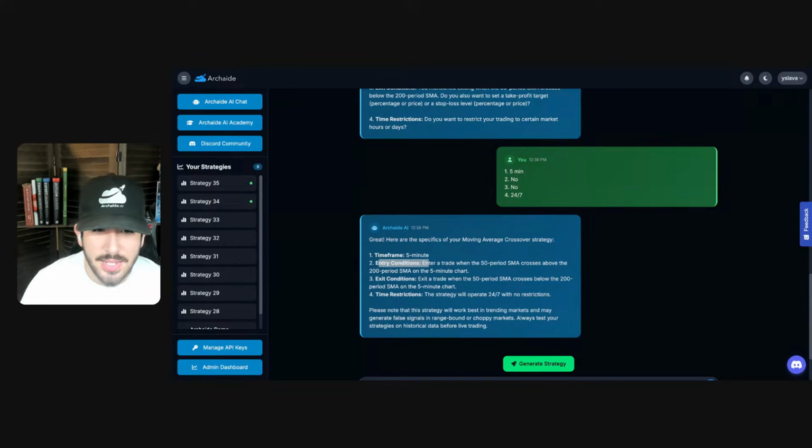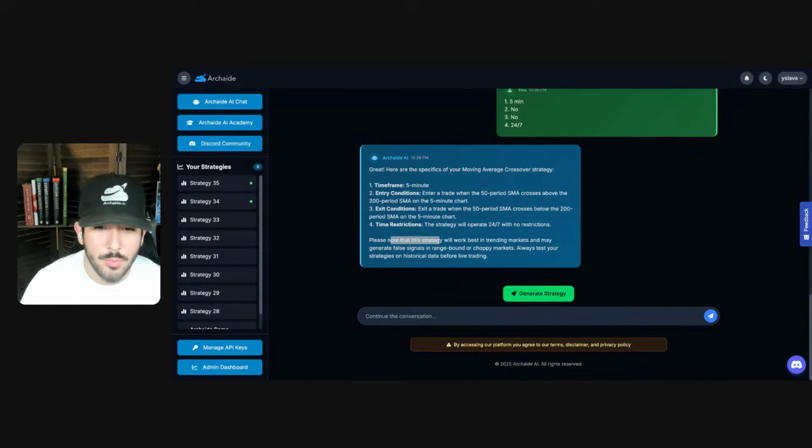So exit a trade when the 50-period SMA crosses below the 200-period SMA on the 5-minute chart. And again, we didn't want any time restrictions, so it's in trade 24/7. And again, it just gives us a little note here. Please note this strategy will work best in trending markets and may generate false signals in range-bound or choppy markets. Always test your strategy on historical data before trading live.